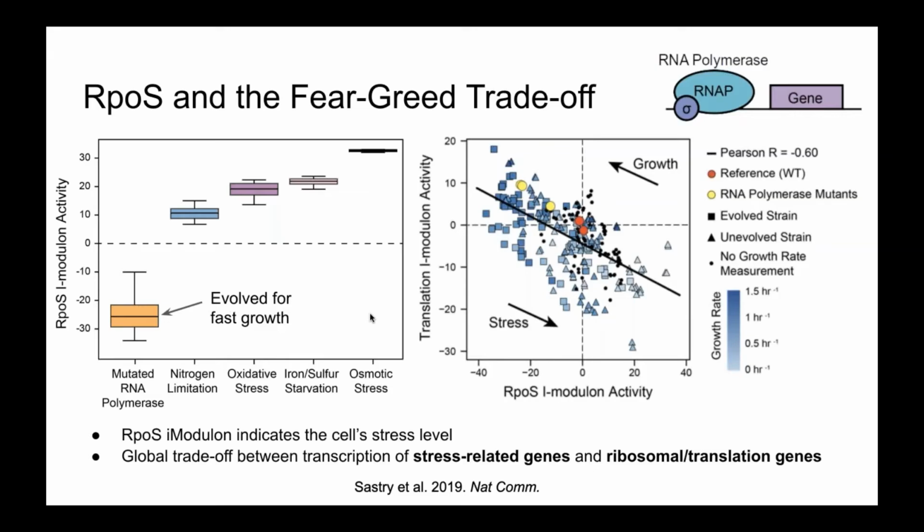Now there's another iModulon, this translation iModulon, that contains a lot of genes that have to do with ribosomal subunits or other translational machinery. And we see that there's a correlation in the activities of the RpoS iModulon and the translation iModulon. Down here, you can see that there's a very high amount of stress expression, low amount of ribosome expression, and very low growth rate indicated by the filling of these points. Up here, you have a very high growth rate, lots of ribosome expression, and very little stress expression. And we actually identified a few mutations in RNA polymerase that shift strains up and down this global trade-off.